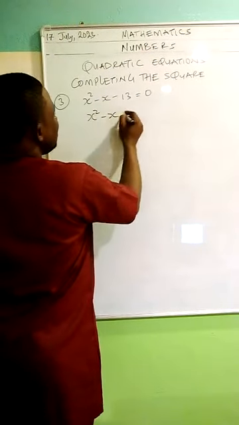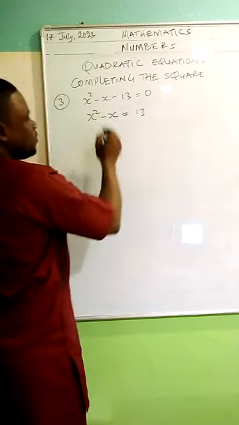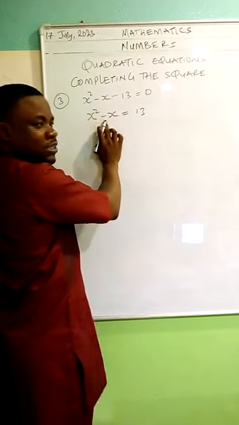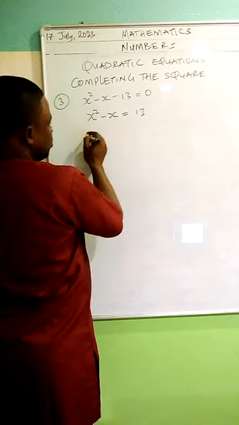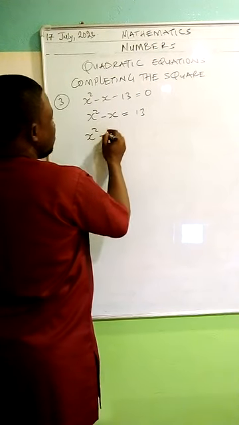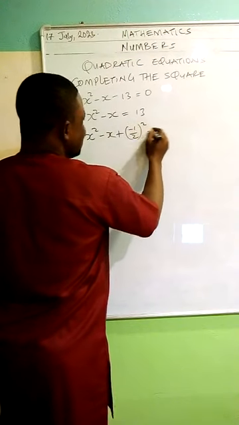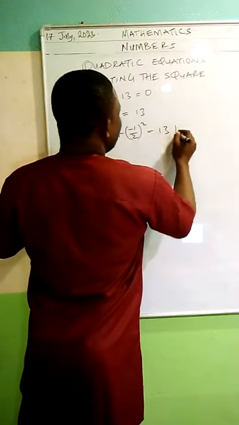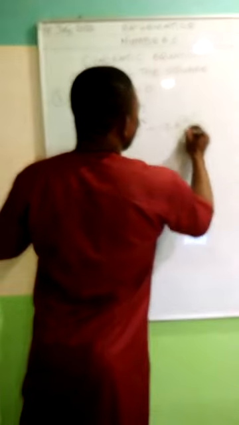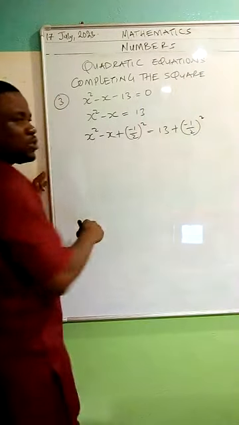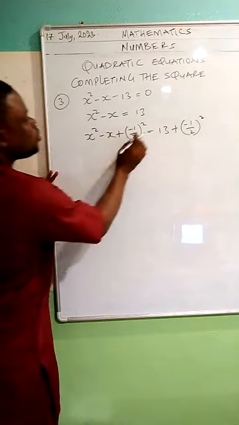X squared minus X is equal to 13. Then I'm going to have to add what? What is here now? Minus 1, right? So I'm adding minus 1 over 2 squared to both sides. I have X squared minus X. What I'm adding is what? Minus 1 over 2 squared on this side. And I'm adding what now? Minus 1 over 2 squared on the other side. Whatever I do to one side, use what now? The other side.